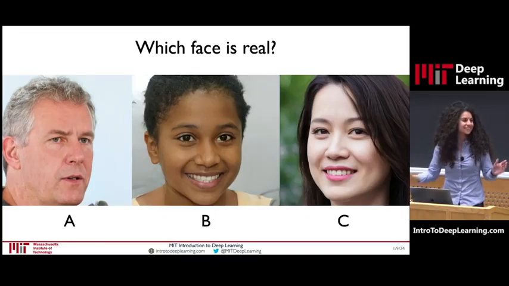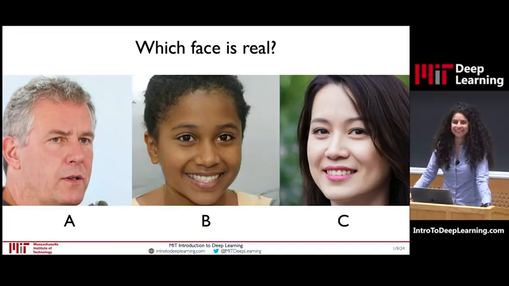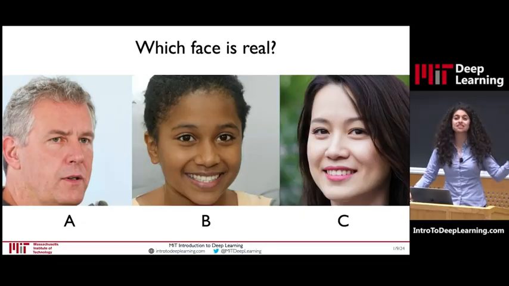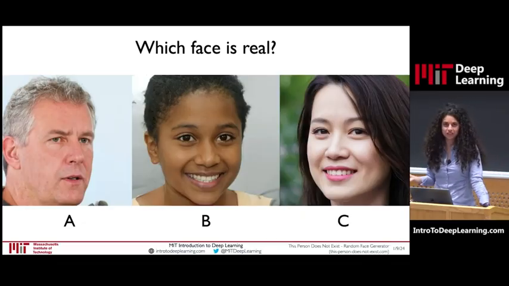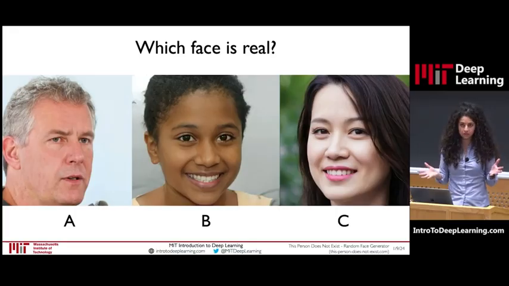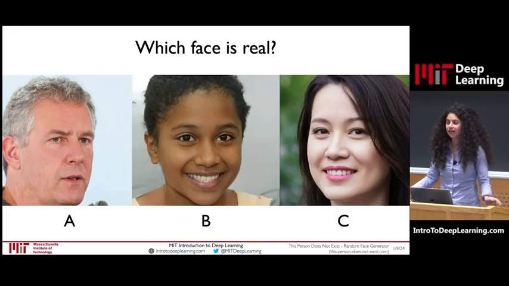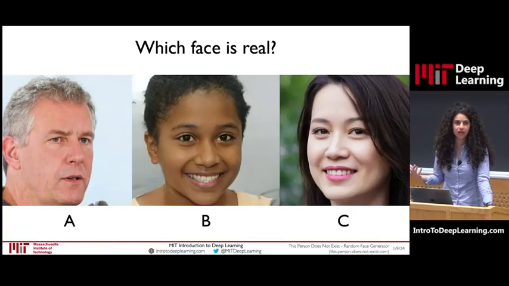So yes, now everyone is getting more intelligent and I can't fool people as easily as in the past. But the truth is, they are all fake. None of these faces is real. None of these people actually exist. In fact, they were generated by a generative model called a StyleGAN, and we're going to get to this type of architecture and how it works later in the lecture.